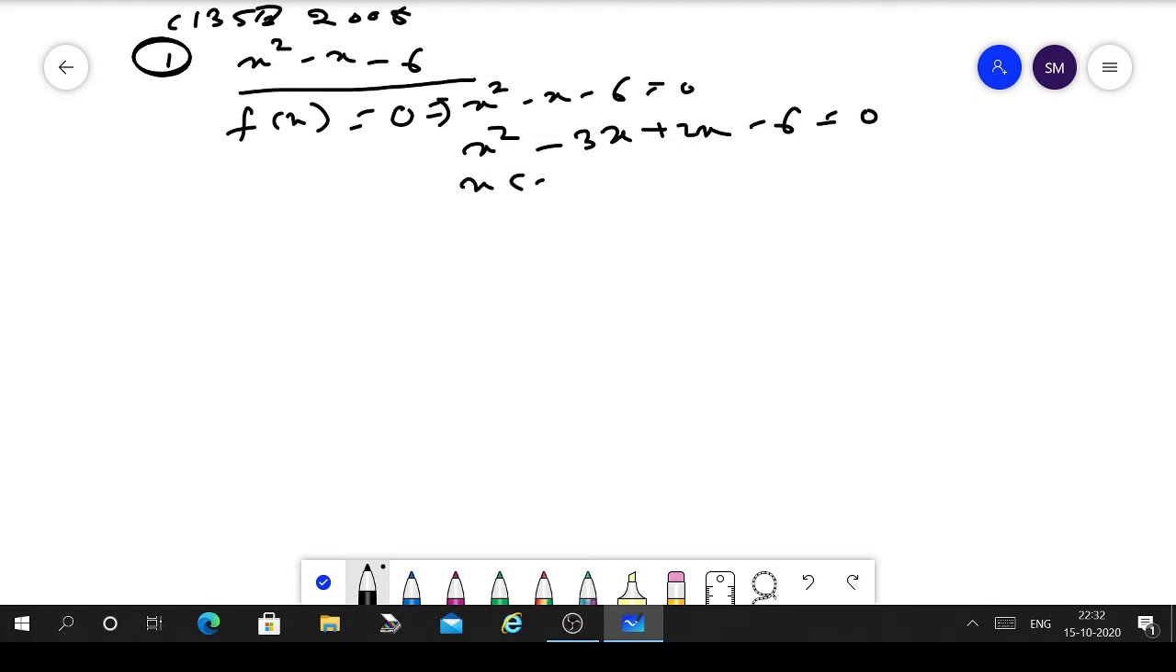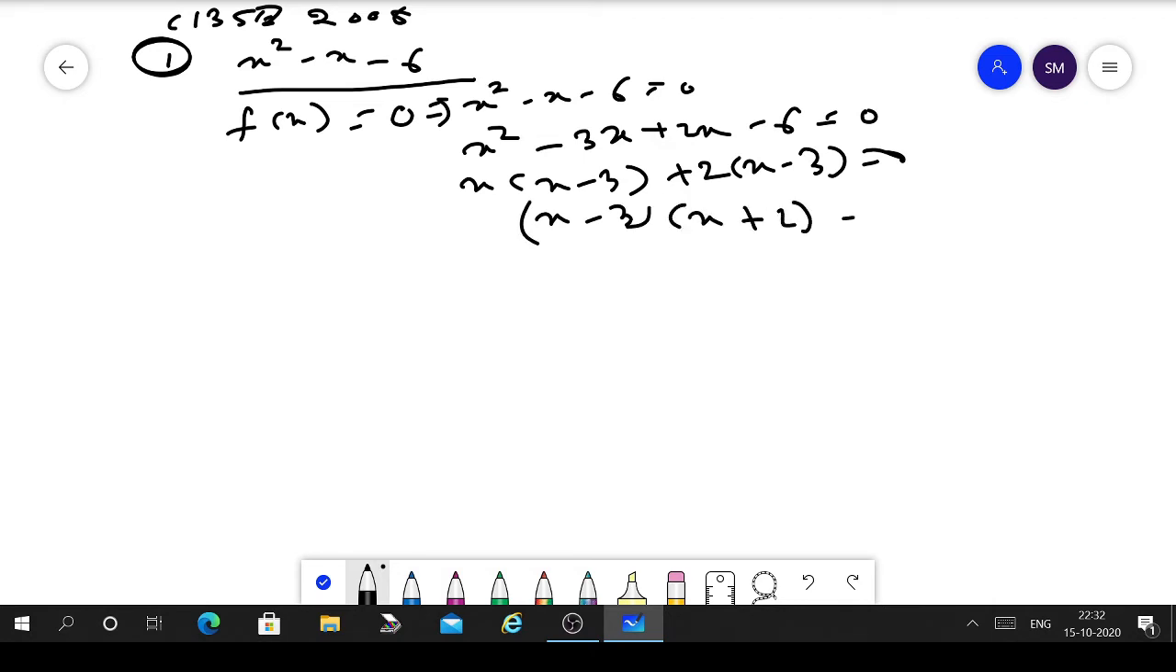Then x is taken common. What we get? x minus 3. Then here 2 taking common, then this is x minus 3. Then x minus 3 is the common factor. This is x plus 2 is equal to 0, which implies x equal to 3, x equal to minus 2. 3 and minus 2 are the two zeros of the polynomial x square minus x minus 6.